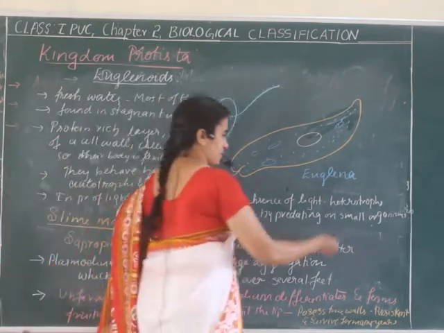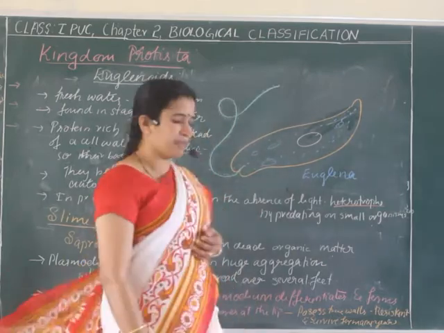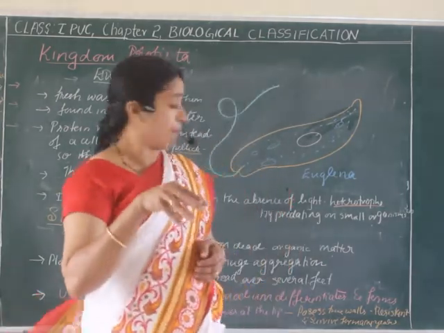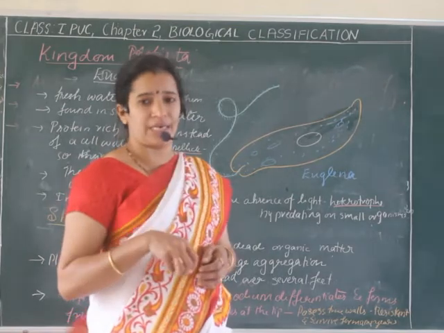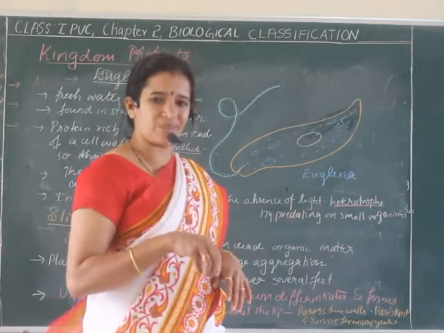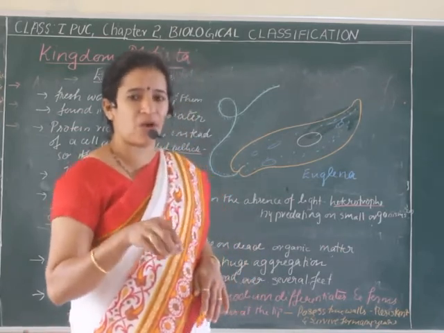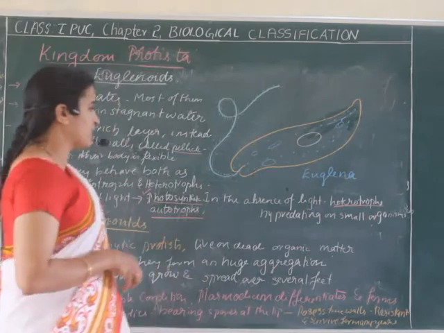But in the absence of light, they can behave as heterotrophs. How do they behave as heterotrophs? By predating on small organisms. I told you already it's found in stagnant water, right? So small organisms will be there floating in the water. Those organisms will be food for this Euglena.